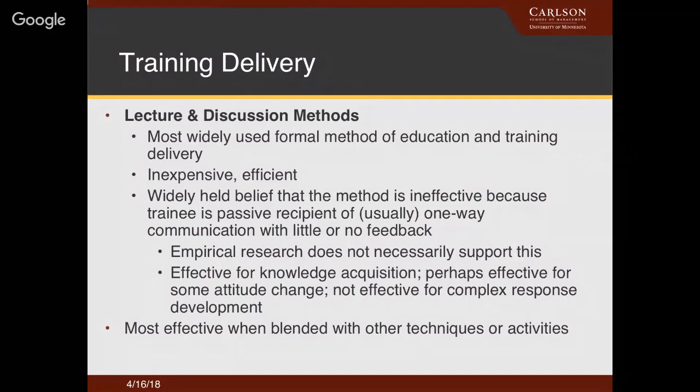This is not an effective method for complex response development. If we're trying to get someone to develop a procedural skill, we definitely don't want to use mostly a lecture and discussion method. That would be very problematic. And regardless of what we're using lecture and discussion methods for, they usually work best when they're blended with some other techniques or activities that enhance and get away from this mostly passive nature of this method.